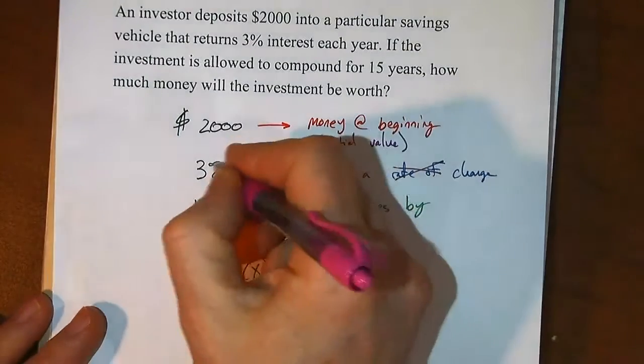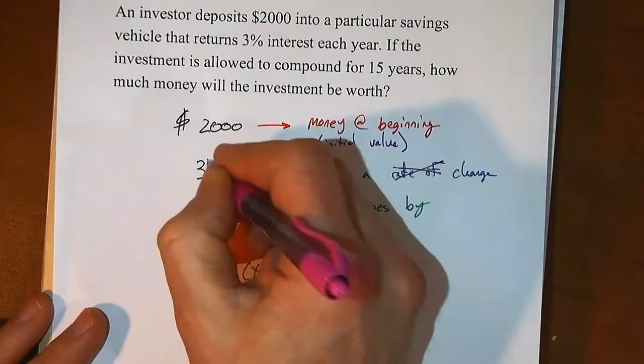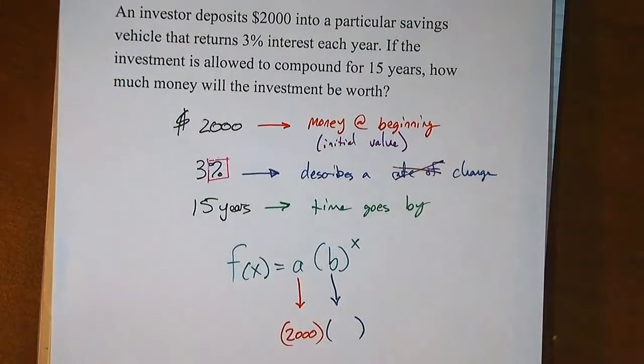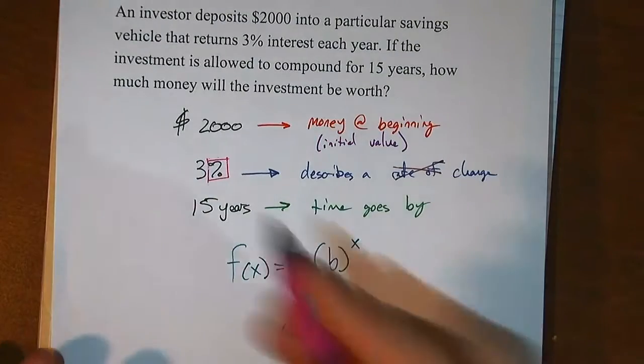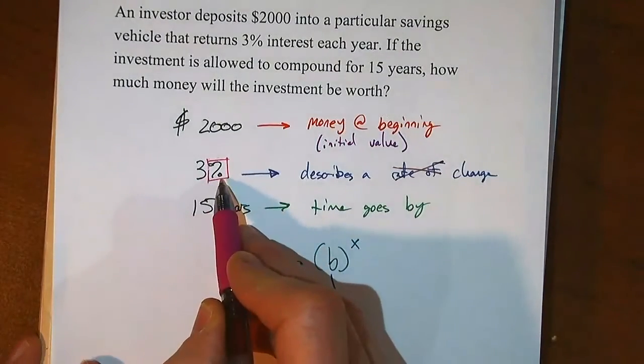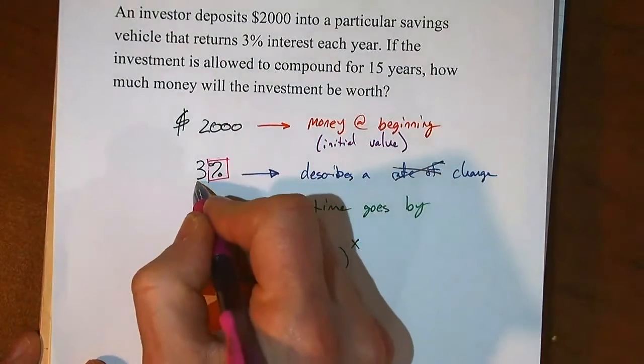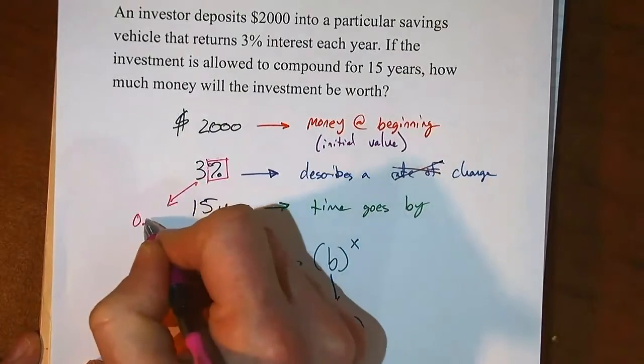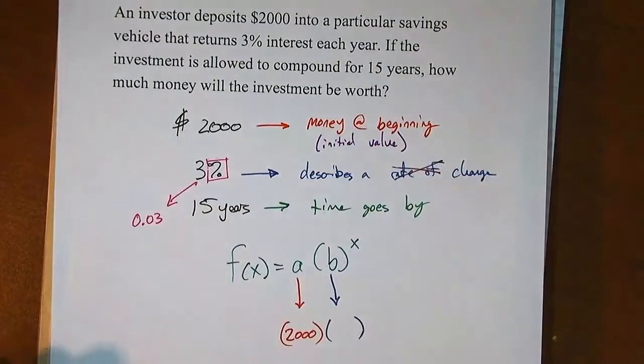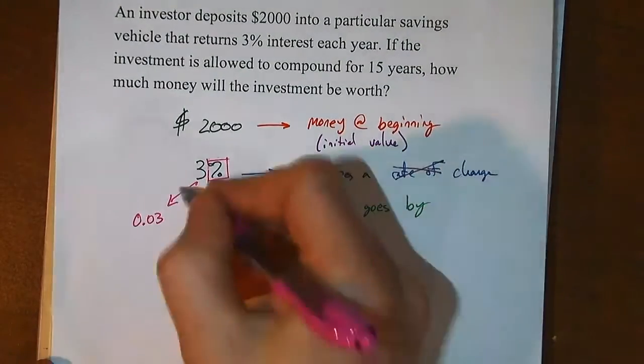As soon as I see percent, right? Percent means literally per 100. And the word per literally means divide. So this literally means 3 divided by 100. Well, 3 divided by 100, that is 0.03, right? We've got to move the decimal 2 places.